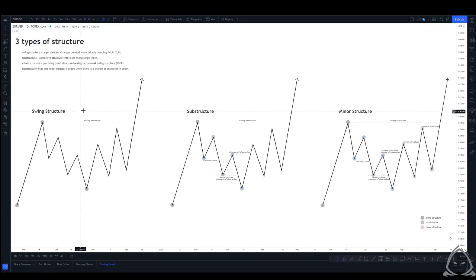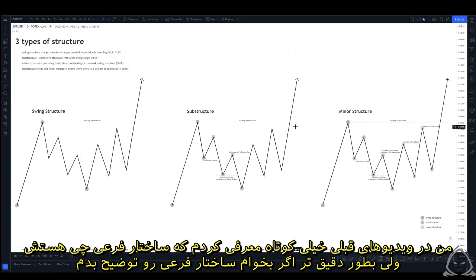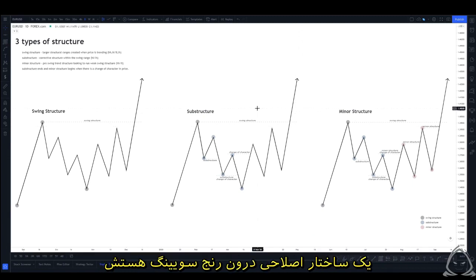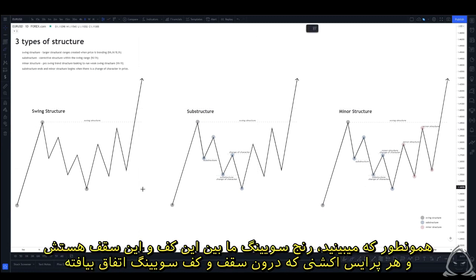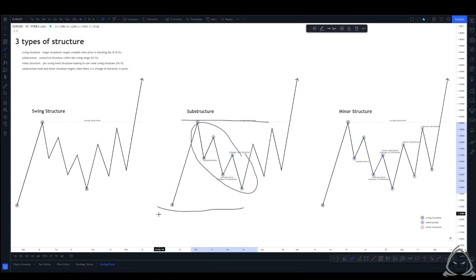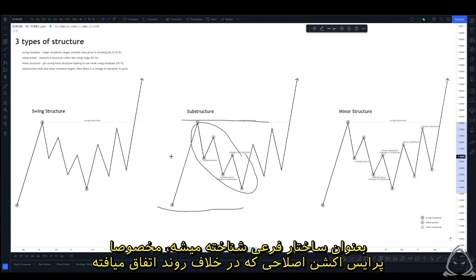Now we can move on to what substructure is. I had mentioned briefly what substructure was in the previous videos, but more specifically, it's the corrective structure within the overall swing range. As we can see, our swing range is between this low and this high, and any price action that happens within the low and the high of the swing structure would be considered substructure, and more specifically, the corrective price action, the counter trend.